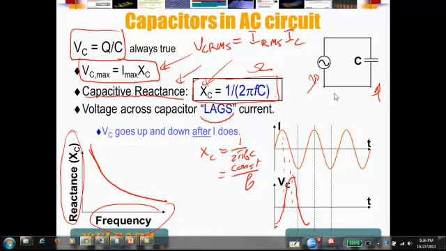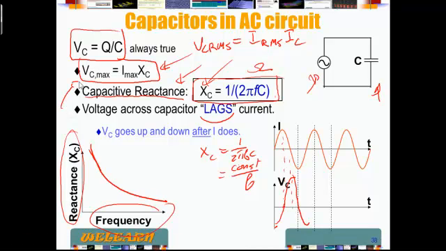Now, where does that come from? You can get that by looking back at this equation. I is going to be Vc over X sub C, and X sub C is 1 over 2 pi Fc, so that's going to be equal to 2 pi Fc times Vc, and you see the linear dependence on F.